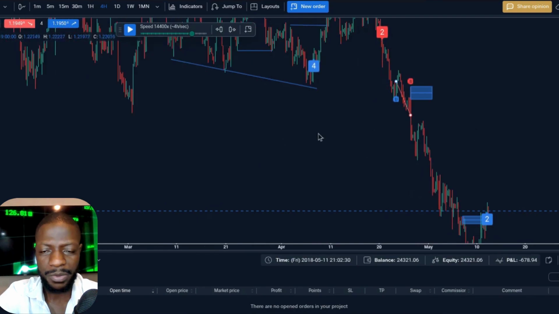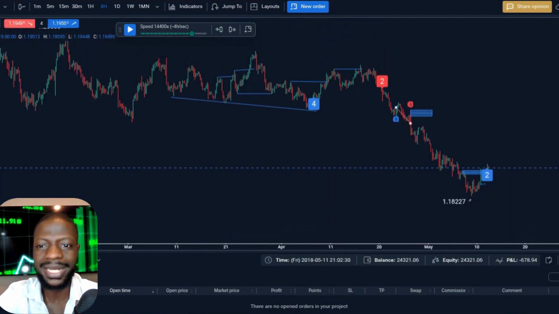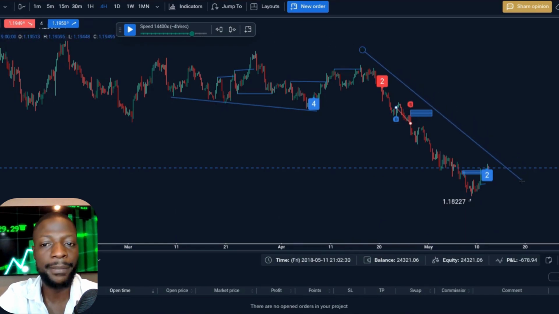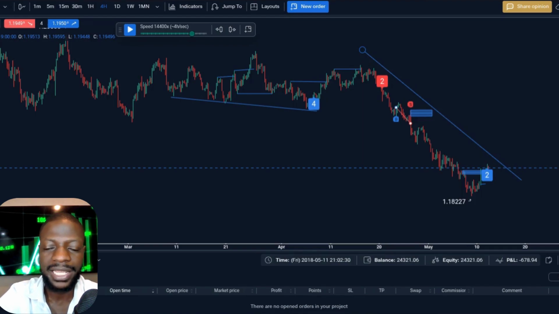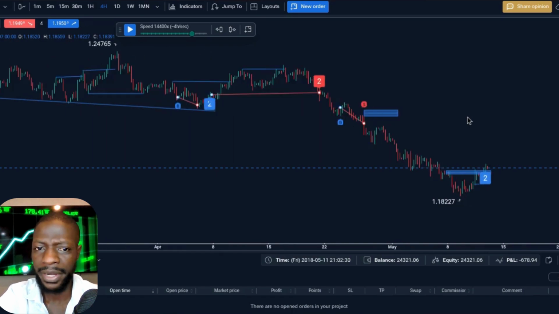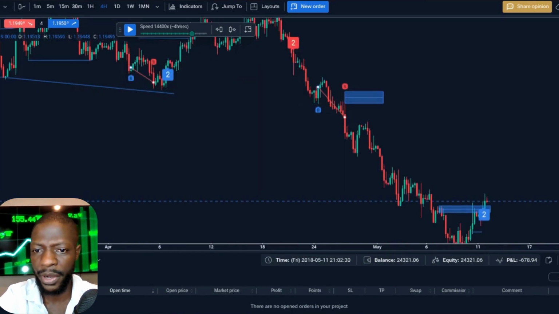So again, we zoom out. What is happening? We have a clear bearish scenario right here. So we are down like 6.78% of our account. So let's see if we can recover from that.